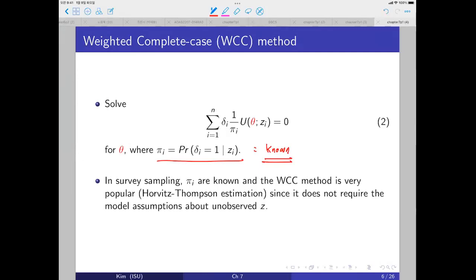Hurwitz, I think, was a professor at Iowa State University, and Thompson was a master's student in Iowa State University's Department of Statistics at that time, around 1951. This paper is one of the 10 most highly cited papers in the history of statistics. This was really a breakthrough at the time.